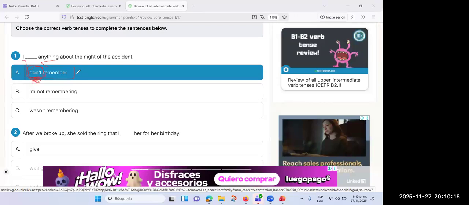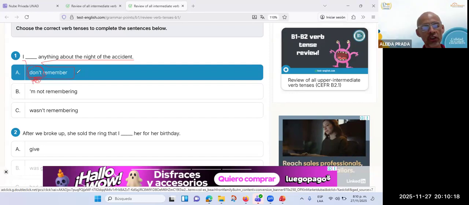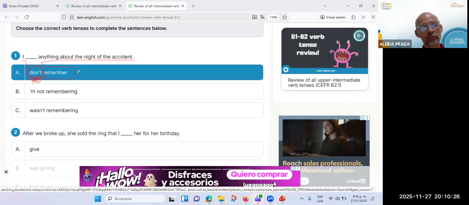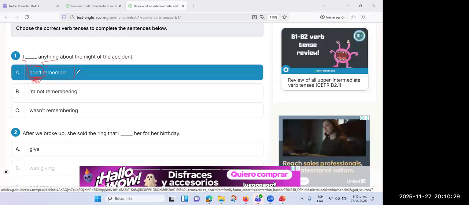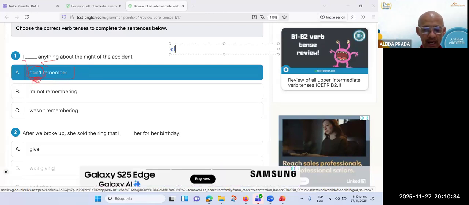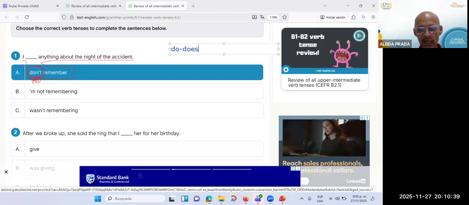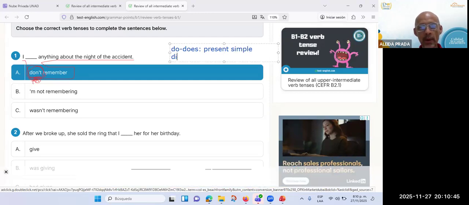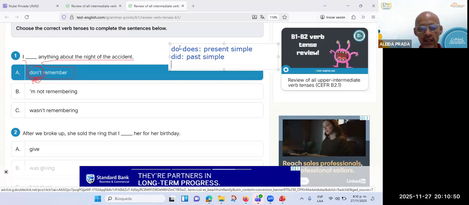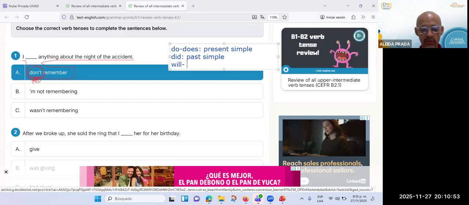Sorry, teacher, what is the question? What do you have to change in order to change this sentence into past? Didn't? Yes, that's right. So here we have a key, an important item to take into account. Do, does is present simple. In past simple, we use did. Okay? And in future simple, we use will.